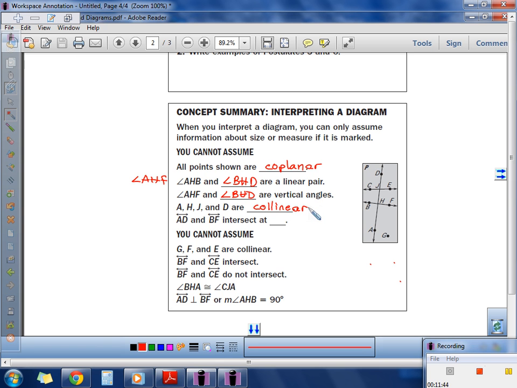They're on the same line. Next one. AD and BF intersect where? AD, BF intersect at point H.